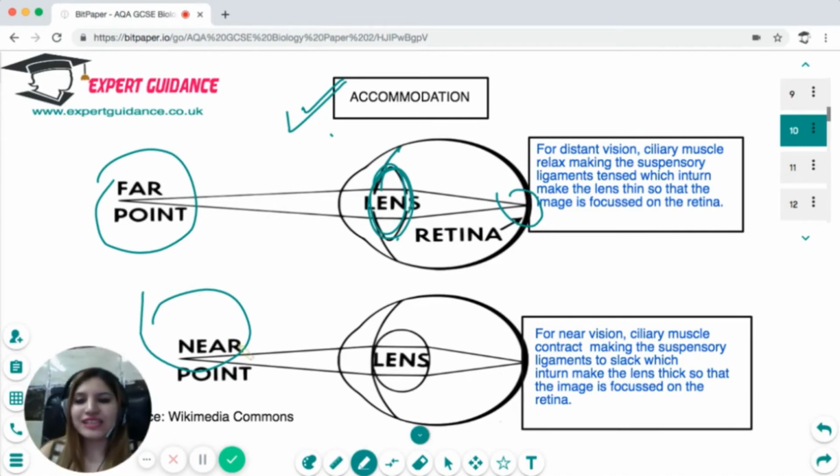But when you see a near point, the ciliary muscles are contracting, making the suspensory ligaments slack so that the lens becomes thicker so that the image can properly be focused on the retina. So you should know what changes take place in the lens for distant vision and near vision.